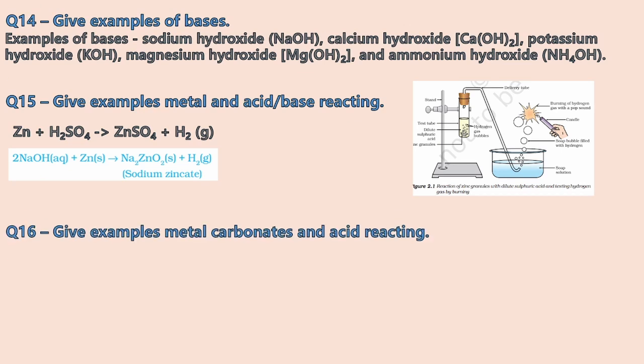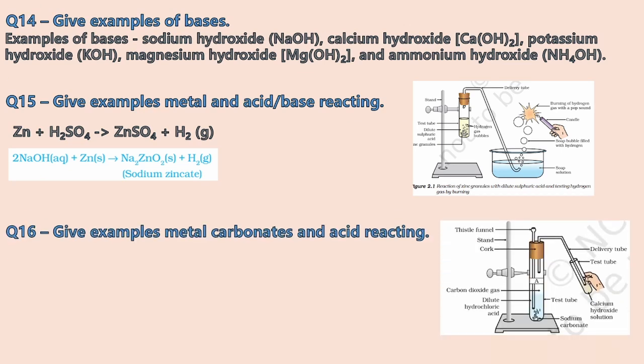Give examples of metal carbonates and acid reacting. Again, we have a test tube, we have dilute hydrochloric acid, and we want a metal carbonate to react, so we have put sodium carbonate. The gas which comes out, as we know, is carbon dioxide. So whenever a metal carbonate reacts with acid, it gives out carbon dioxide. Remember that. Metal carbonate and acid give out carbon dioxide.